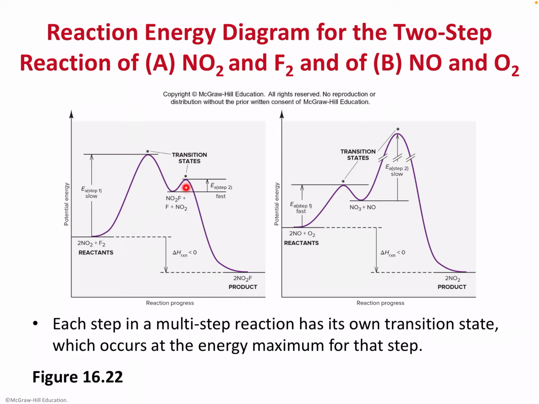And then after the second activation energy, you get the product. So this is the fast one, and this is the slow activation energy. So the rate will be determined by this step. Okay, and in this one here, the first step is a fast step and it needs a small amount of activation energy. The second step, from here to here, needs more activation energy. It's a slow step, so that is the rate determining step. Each step in a multi-step reaction has its own transition state, which occurs at the energy maximum for that step.